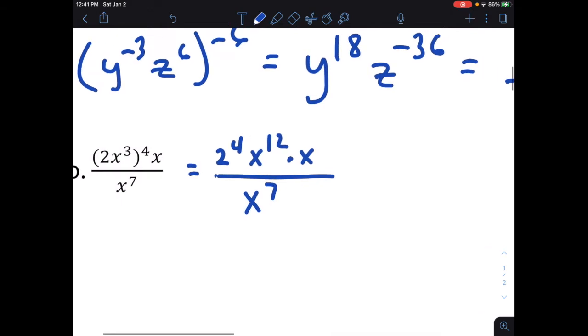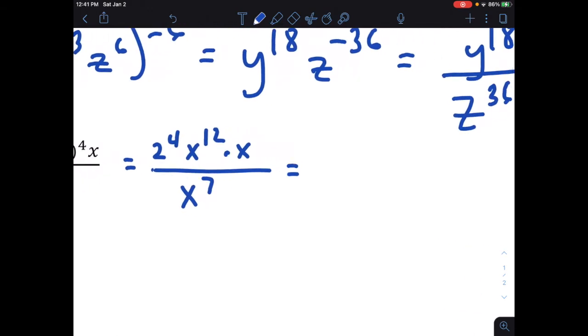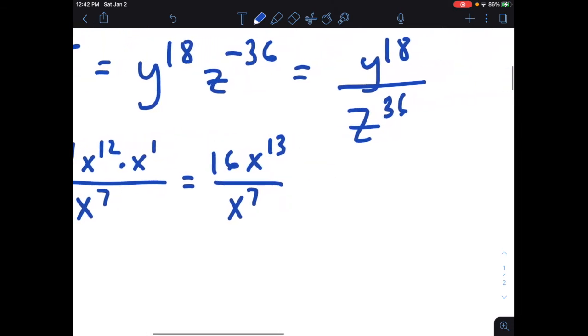Okay, so now I just have a bunch of simplifying to do. So 2 to the 4th power: 2 times 2 is 4, times 2 is 8, times 2 is 16. So that becomes 16. And then x to the 12th times x to the 1 becomes x to the 13th. And then it's all over x to the 7th. Now we can apply the quotient rule here, because we're dividing with exponents that have the same base. The x is the same base, so we can subtract the 7 from the 13, so we end up with 16x to the 6th power.